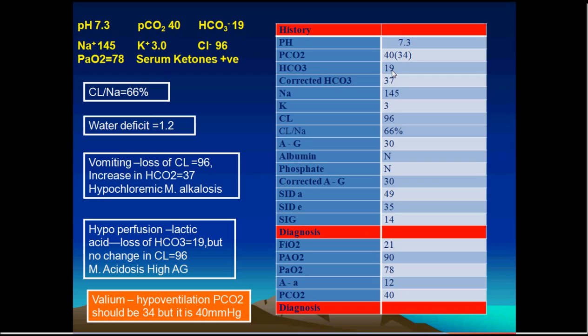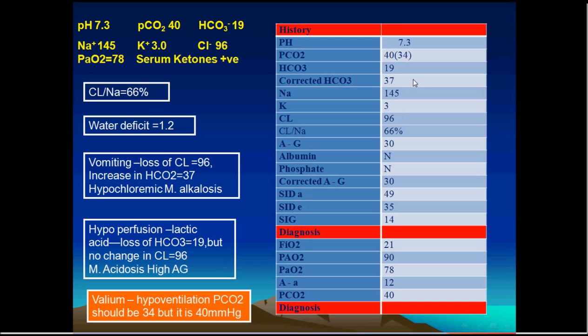What is the problem? What if the patient, as we mentioned, was vomiting for 3 days and after that started to develop hypotension or hypoperfusion, lactic acidosis? What would the bicarbonate have been before he developed this shock? This is the corrected bicarbonate, which means the bicarbonate plus the anion gap, 30, minus 12. Corrected bicarbonate is 37.